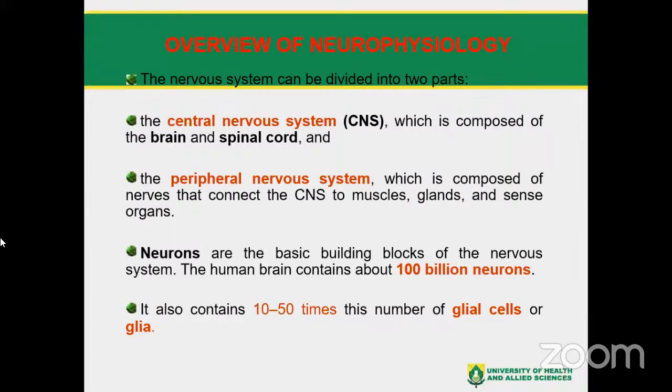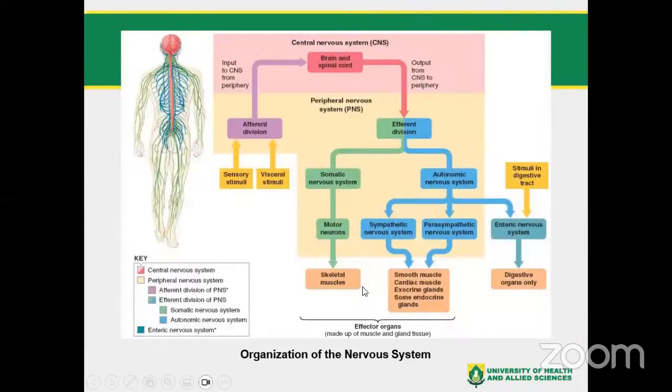We also said the neurons are the basic functional and structural unit of the nervous system. The human brain has about 100 billion neurons. And the neuroglia, or glia cells, are about 50 times that of the neurons, so they are more. That means about 500 billion glia cells.